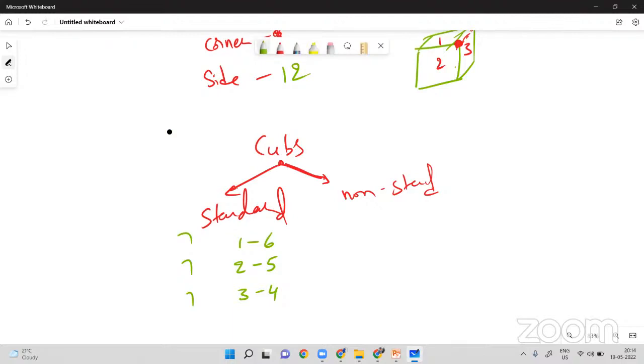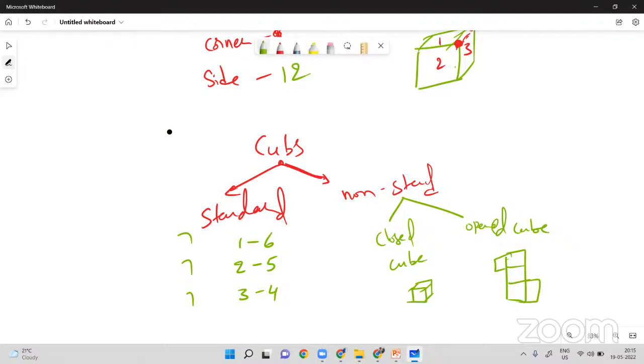And in non-standard cubes, there are two more different kinds. One is the closed cube. Whatever cubes we are seeing, whatever cubes we have discussed till now, they are closed cubes. Closed cubes will be like this only. This is closed. And another one is, of course, the opposite: the opened cube. What is an opened cube? The cube will be opened like this.